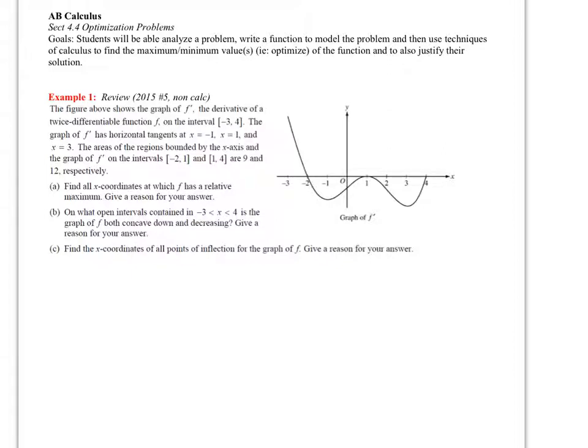So let's look at part A. Find all x coordinates at which f has a relative max. Okay, so for part A, for f to have a relative max, f prime has to go from positive to negative.